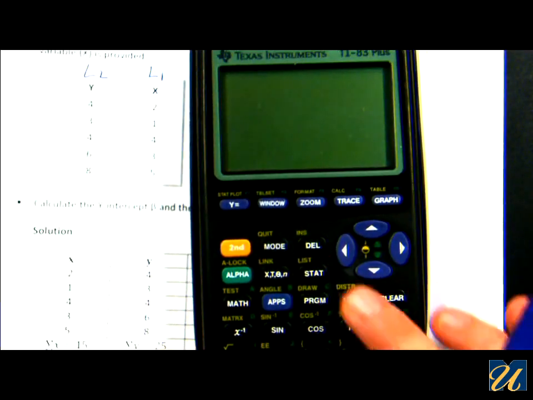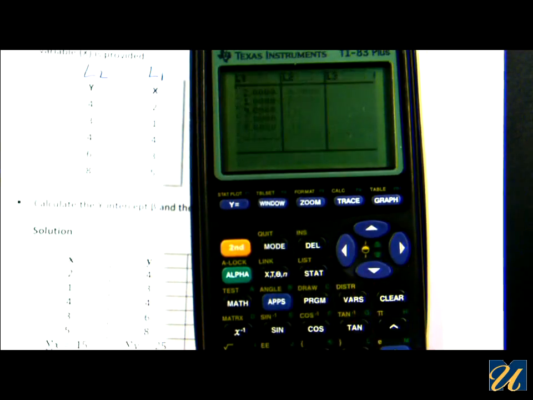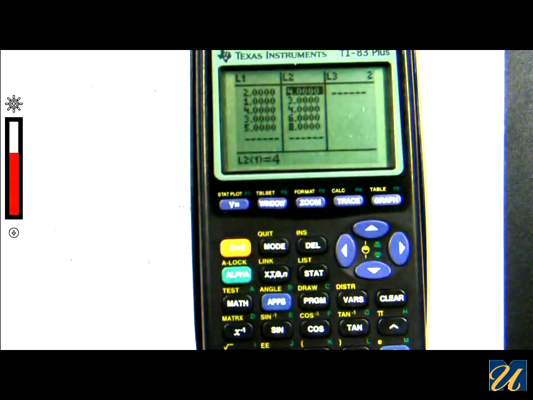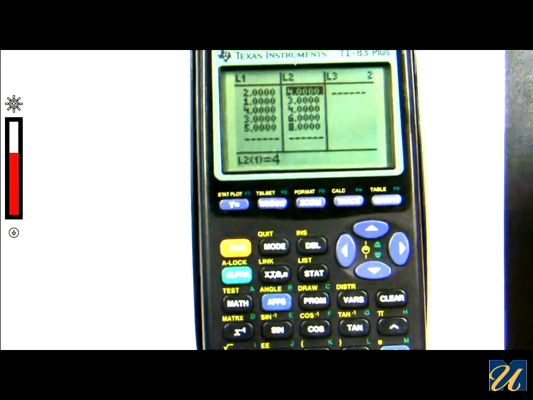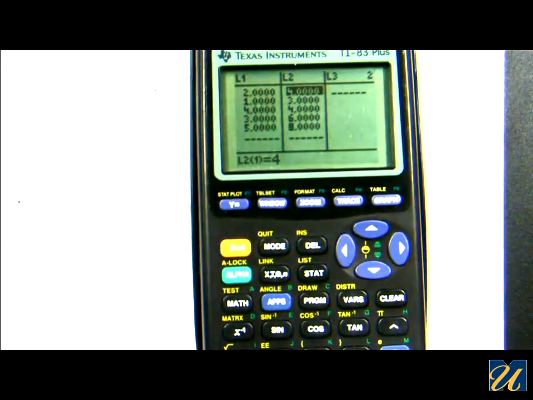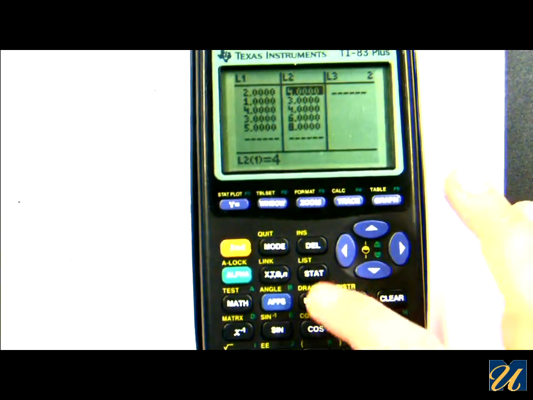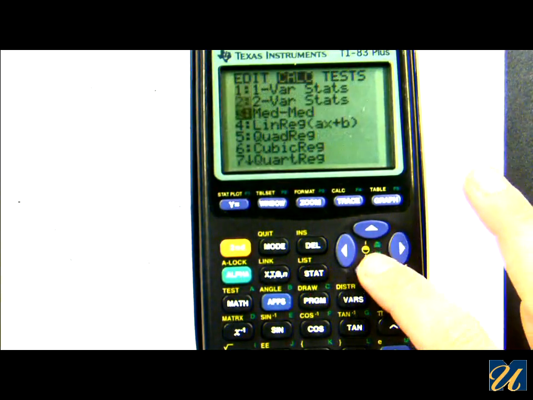Stat, enter. You have L1 and you have L2. Once you enter your data the right way, you go to stat calc number 4.